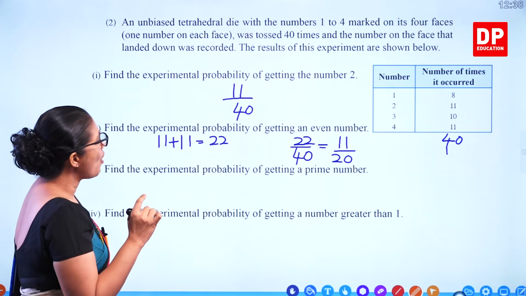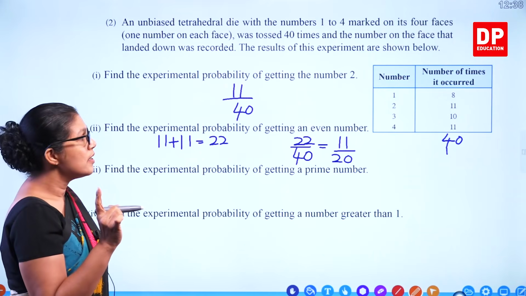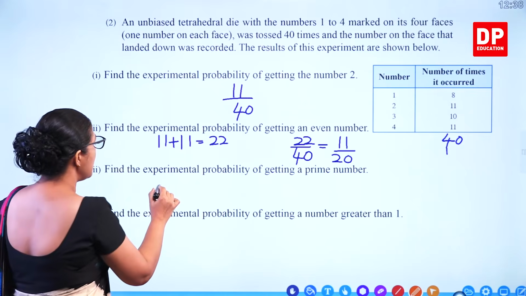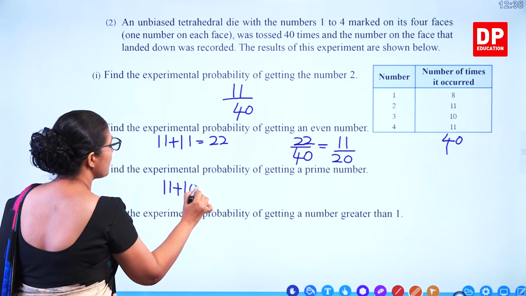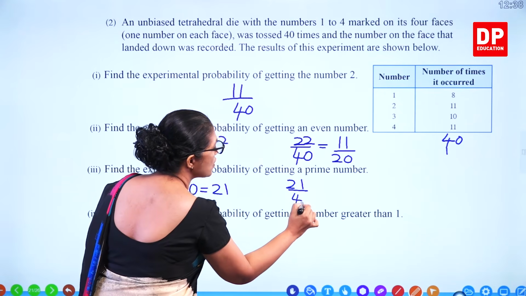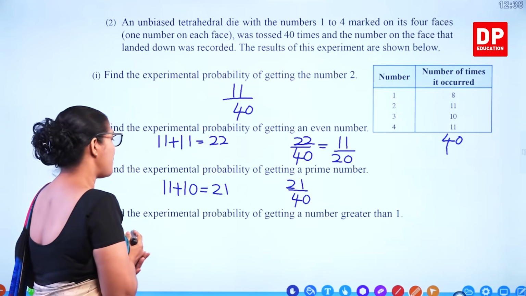Find the experimental probability of getting a prime number. What are the prime numbers there? 2 and 3. So that means 11 plus 10, you get 21. 21 out of 40. So you can't simplify there.